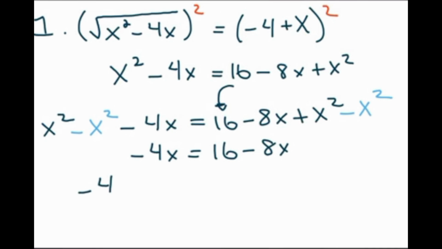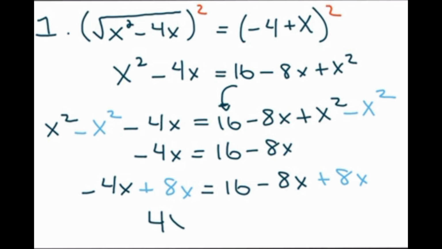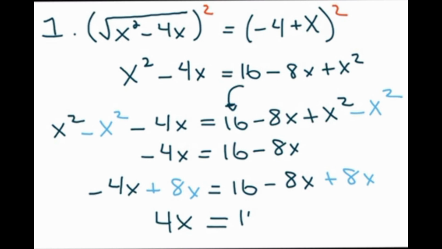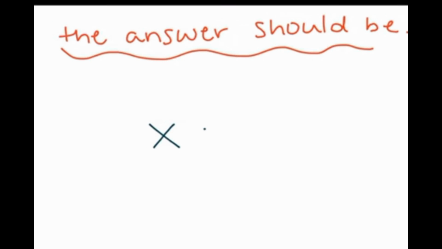To get the x variables on one side, you would need to add 8x to the side on the right as well as to the side on the left. A simplified version of that would be 4x is equal to 16. The correct answer for this problem is x is equal to 4.